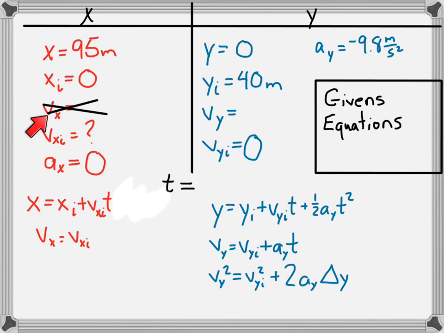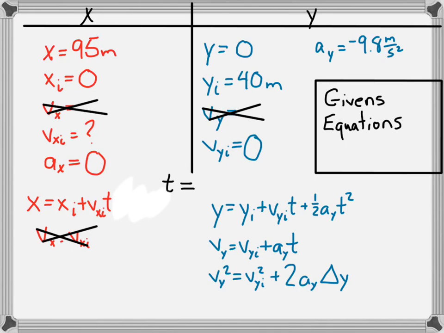So like I said, I want to avoid this variable, which means this equation really doesn't help me that much. And I'm stuck with this one. One other thing, in the y direction, we also want to avoid this variable, since we don't know it and we're not interested in it right now.